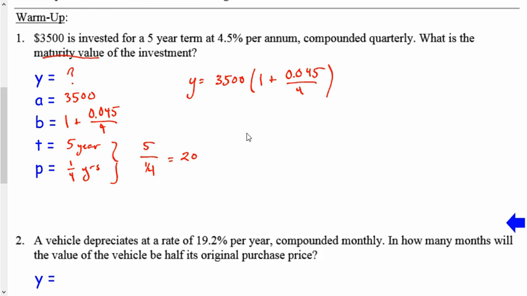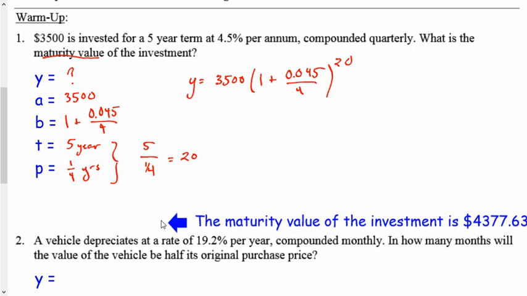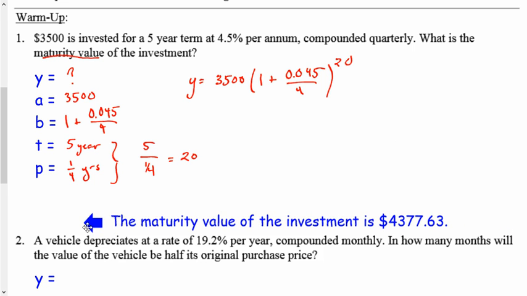So rather than writing it in the exponent there as the fraction, I'm just going to rewrite it as a 20 here right away. And now we just have numbers that we can plug into the calculator to evaluate and determine what our y value is. And what we will find is that the maturity value of the investment is about $4,377.63.